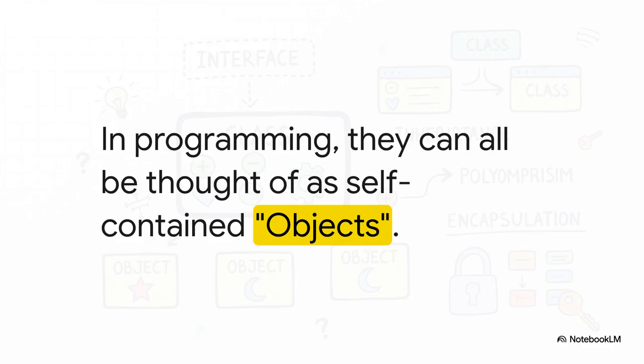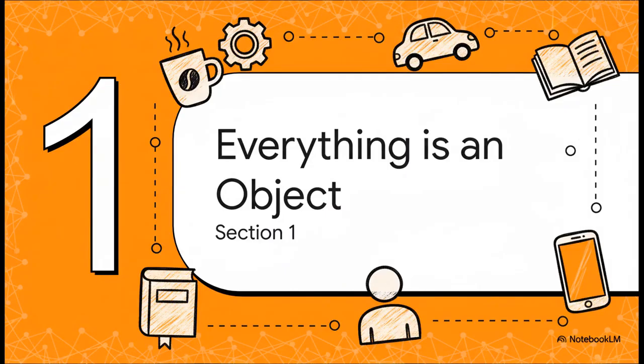The answer is, in the world of programming, we can think of all of them as objects. And that right there is the huge idea behind OOP. It's all about taking how we already see the world, as a collection of distinct things, and bringing that exact same logic right into our code. Pretty smart, huh? Okay, so let's really dig into this foundational idea of OOP.